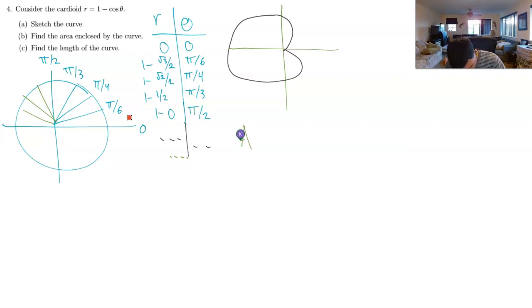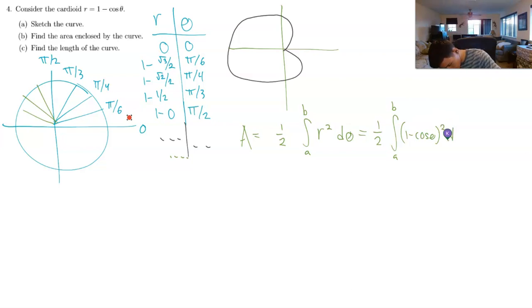So, area is equal to 1/2 integral b to a, r squared d theta. Okay, so 1/2 integral b to a, and r squared is 1 minus cosine theta squared d theta. Now, what is b to a? We want to find the area of this whole thing.